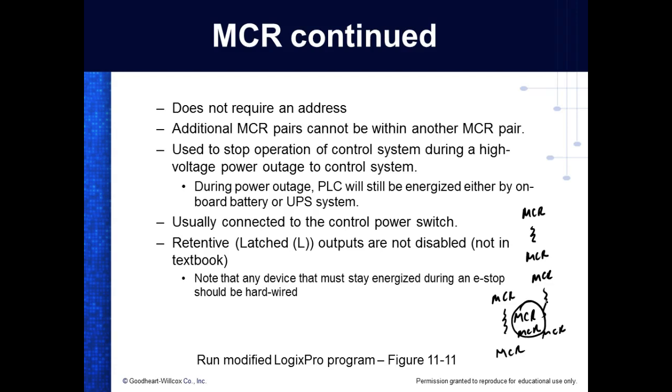Because it wouldn't be scanned, because it's going to skip over it anyway, right? Does that make sense? So we can have multiple MCR pairs in programs. It could be in a subroutine, or it could be in your main ladder program. You can have multiple MCRs, but you don't want to put a pair of MCRs within another pair of MCRs, right? Does that make sense?